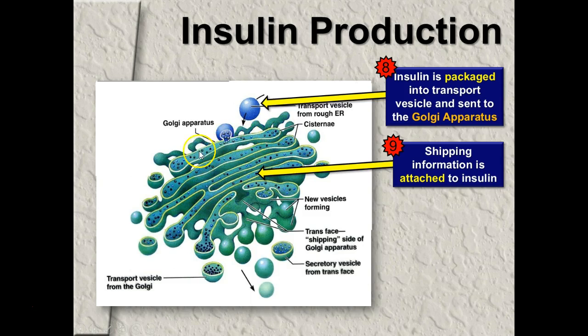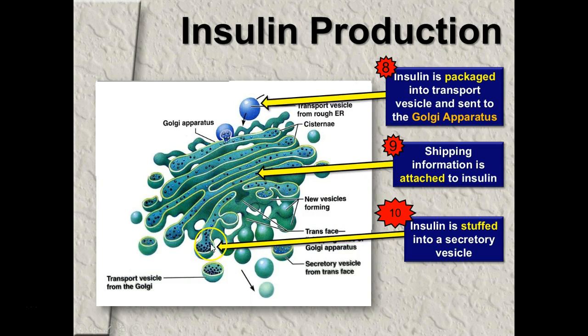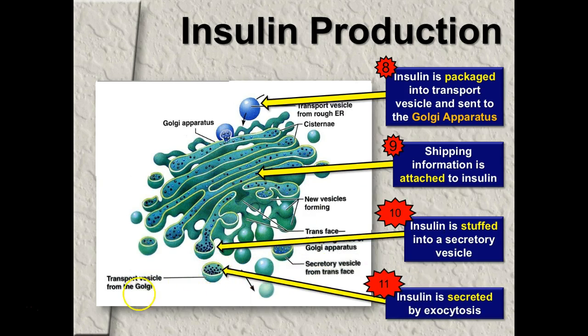Now the insulin is inside the spaces within the Golgi apparatus, and then shipping information gets attached to the insulin. This lets the Golgi apparatus know where to put the insulin and when to ship it out of the cell. So that's an essential function. And then finally, when it's time to secrete it, the insulin gets put into a secretory vesicle, and that secretory vesicle is transported to the plasma membrane where it will fuse and then get out into the fluid around the tissue and ultimately into the bloodstream. And where it's fusing with the membrane, we call that process exocytosis, which we talked about in a previous lecture.